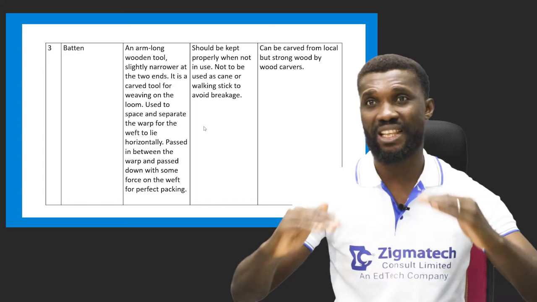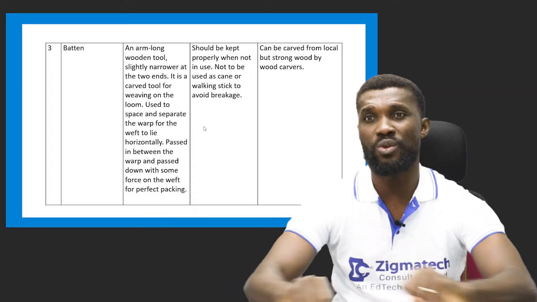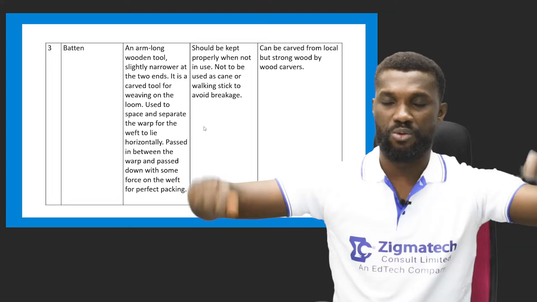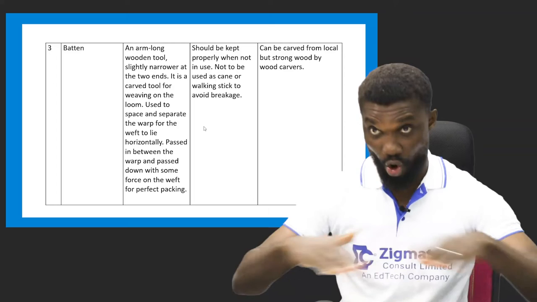It is used to space and separate the warp from the weft. You lay them horizontally and space it in between the warp and the weave, to press it down and force the weft to be very tightened or fastened on the loom. So we use the batten to fasten the warp on the weft in the loom so that it becomes very tight and fixed.